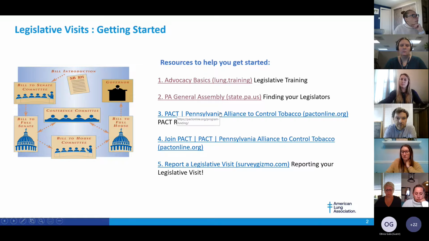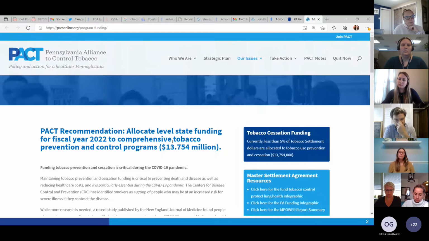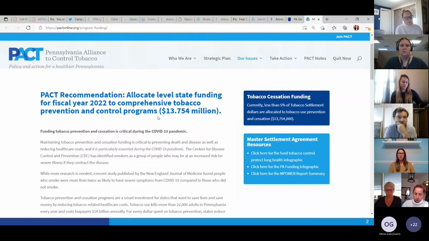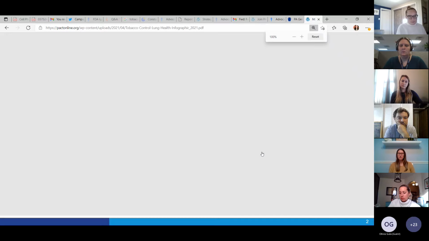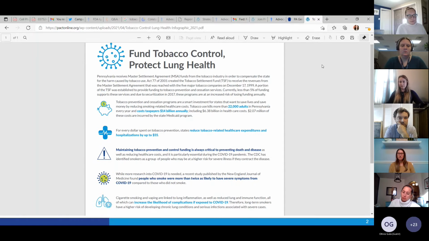And then, of course, we have the PACT site, and this is where you can find a lot of the materials that you'll be using. For example, I just have it linked right now to program funding. So obviously PACT's ask of maintaining level funding. And then over here on the right in this light blue box, we have all of our infographics that you can easily download and share to legislators. So for example, here is our one-sheeter about funding tobacco control programs to protect lung health.